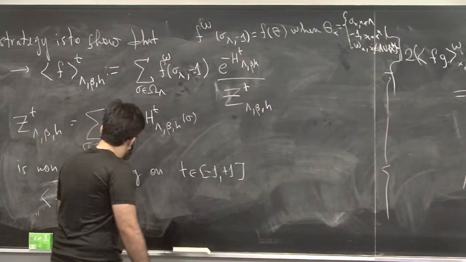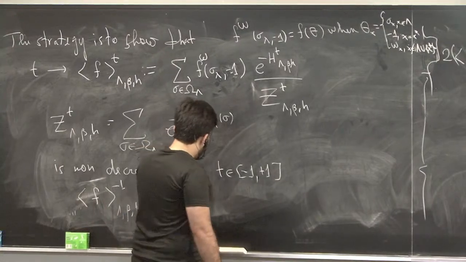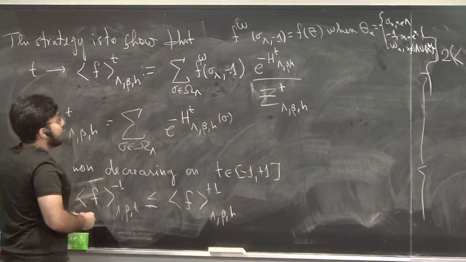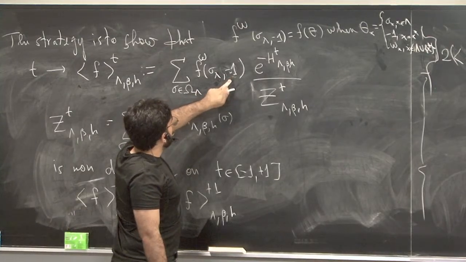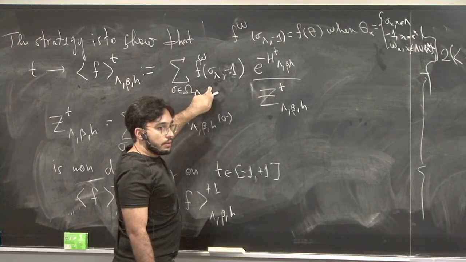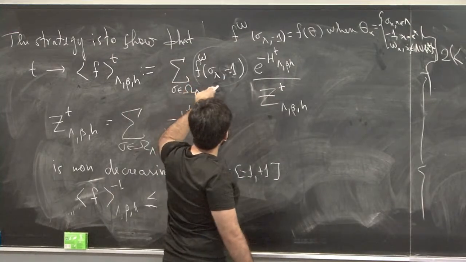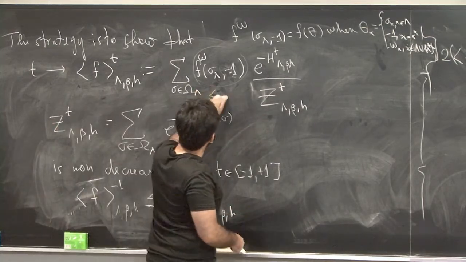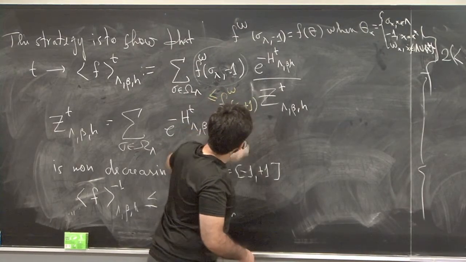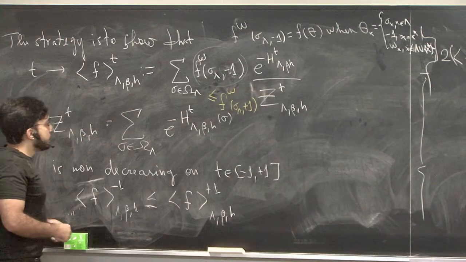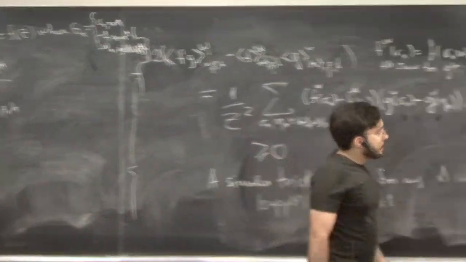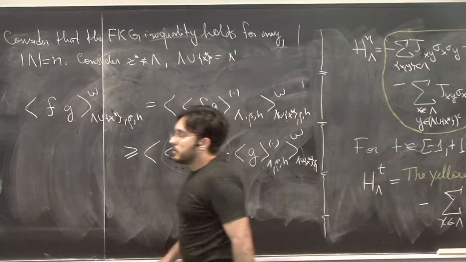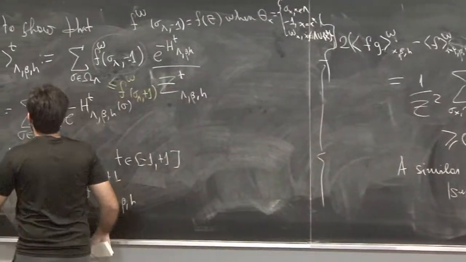Beta h is less than f with a +1 beta h. But look at the expression of the function, and you will notice that since this function is also non-decreasing, this part is upper bounded by f omega sigma lambda +1. And now this would imply that this measure, as a function of the boundary condition, is non-decreasing. So if I can show that this is non-decreasing, then it's over.